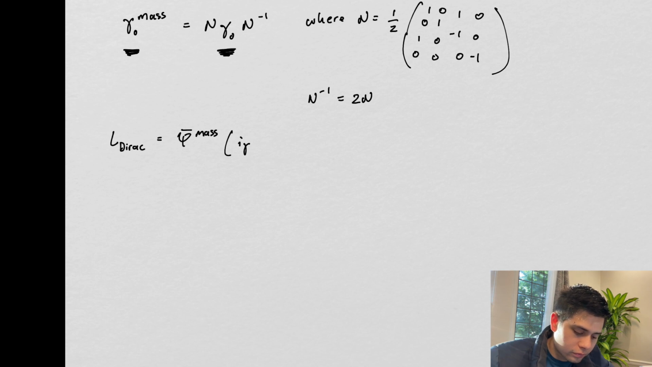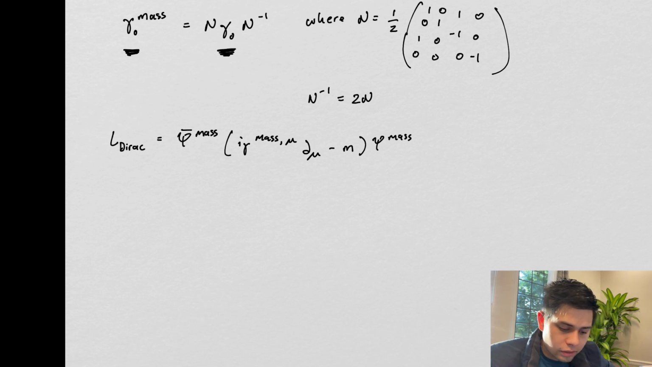Gamma mass, and then we have our mu, and then d mu, minus m, gamma mass, like this. So now everything is in the mass basis.